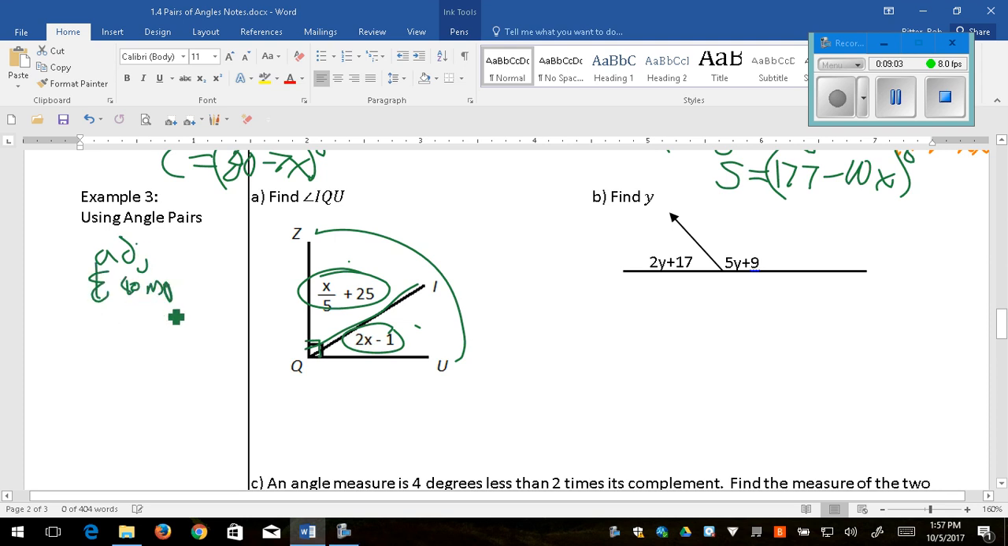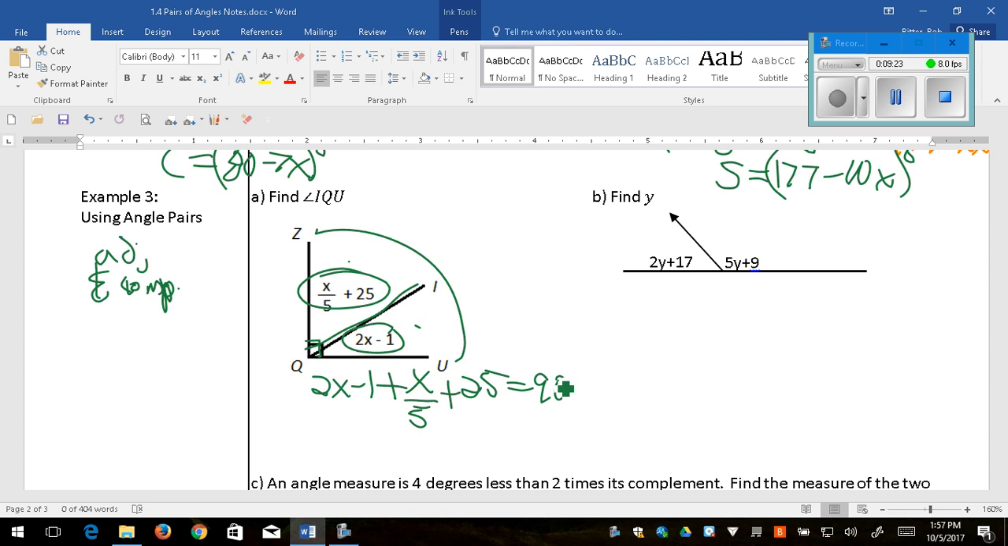And so as I go to solve this, I'm going to have the expression, and we're not doing it as a proof right now, 2x minus 1, so I can just write my equation, plus x over 5 plus 25 equals 90. Some of you don't like that denominator, fine. Multiply everything by 5. You are more than welcome to do that to clear your denominator. You could also solve it as it is right now, leaving the denominator. I'm going to multiply everything by 5, though.